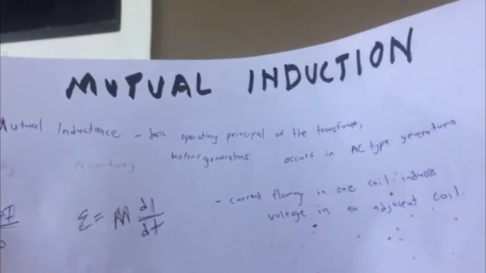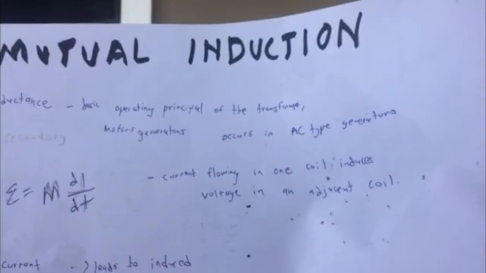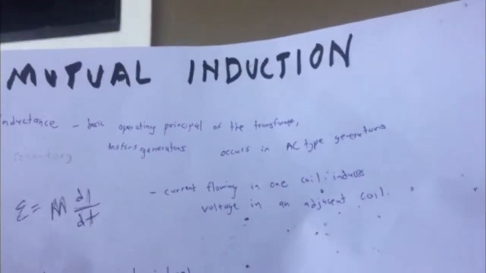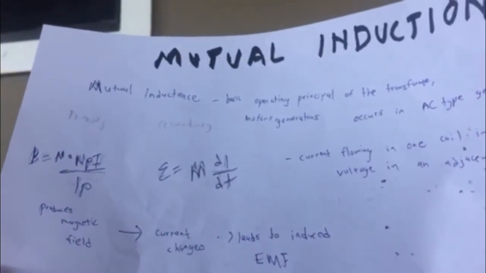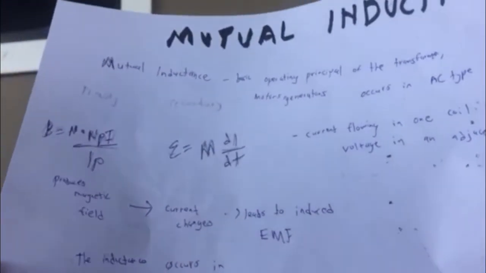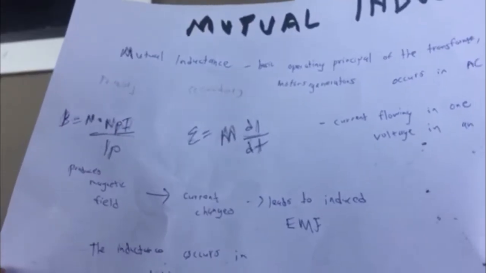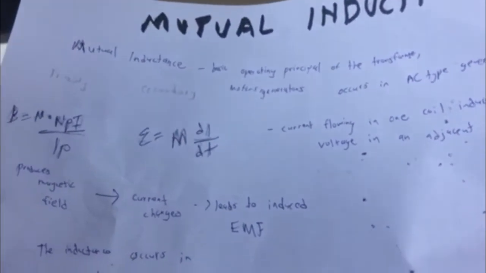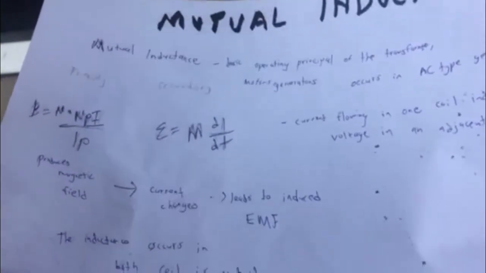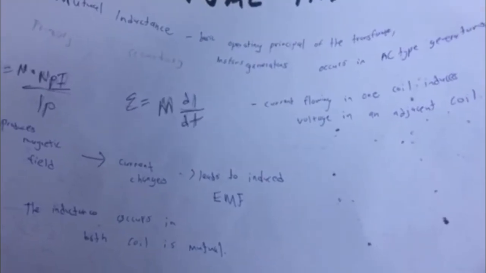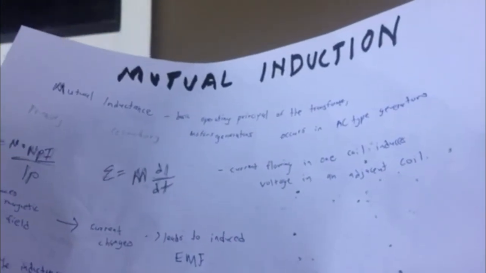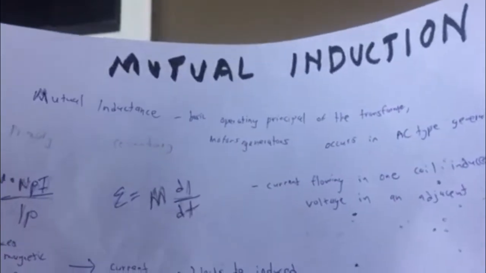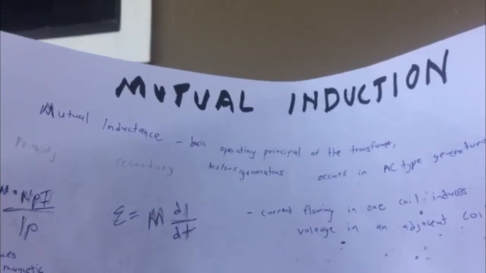So the first thing we should know is mutual inductance. Mutual inductance is actually a basic operating principle of transformers, motors and generators. Basically, we have two equations here, for the primary and secondary coil. Of course, the primary coil will produce a magnetic field and affect the current, which leads to induced EMF in the secondary coil. So inductance in both coils is actually mutual, and the current flowing in one coil induces voltage in an adjacent coil. This principle is applied in transformers.